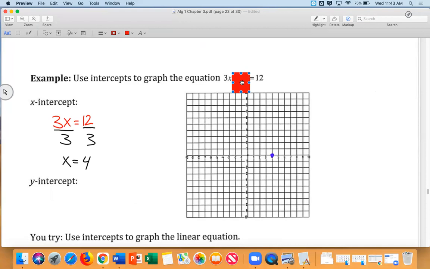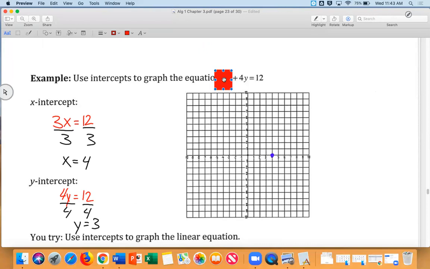Now, for the y-intercept, I'm going to cover up the x. I don't cover up the sign. I just cover up the x part. Tyler, do you see how I have 4y equals 12? And then I divide by 4. And I get y is 3. Do you see that?